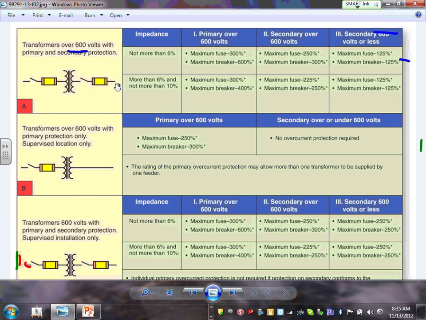So I'm going to go over one thing. If I have a transformer over 600 volt with primary and secondary protection, so I have a fuse on both sides, and the impedance is less than, not more than, 6, typical, then the primary overcurrent protection device is maximum fuse 300, maximum breaker 600. If it's primary over 600, if it's secondary over 600, here's your multiplier, and if it's secondary, here's your multiplier. So they just arranged the table in a nice way.